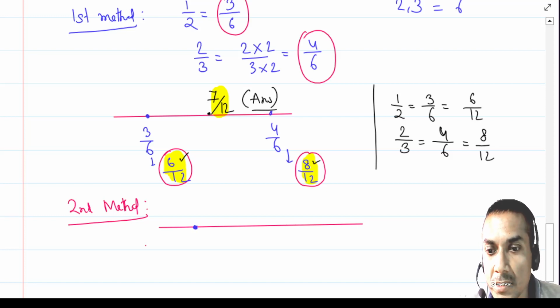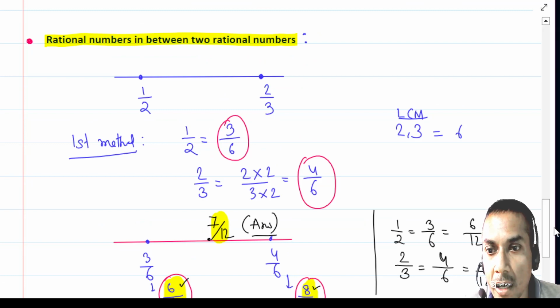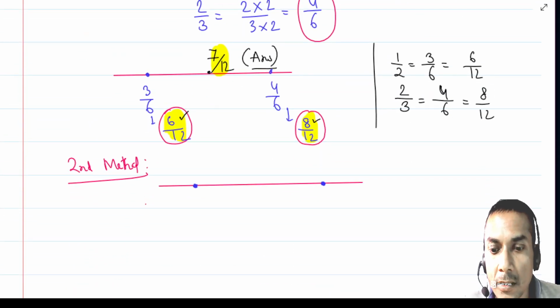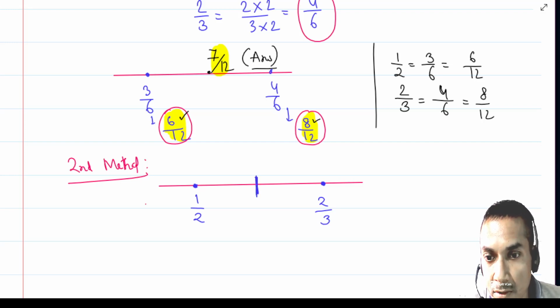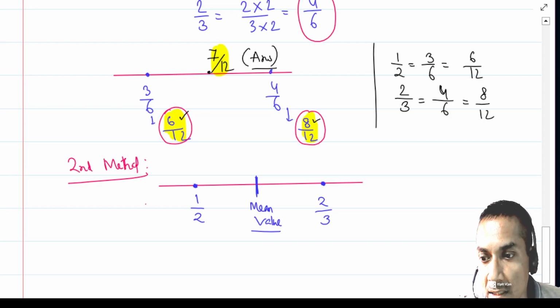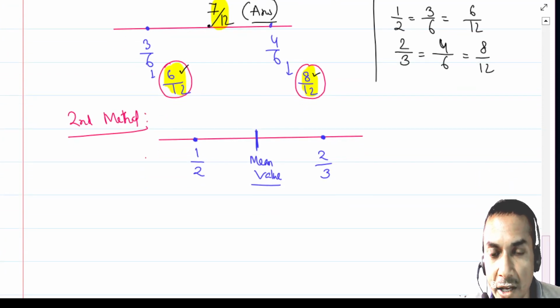The second method uses the same question, 1/2 and 2/3. Now, what is the mean value? The mean means the middle term. If we find the mean value, it will definitely lie in between these two rational numbers. Clear? How can you do that?